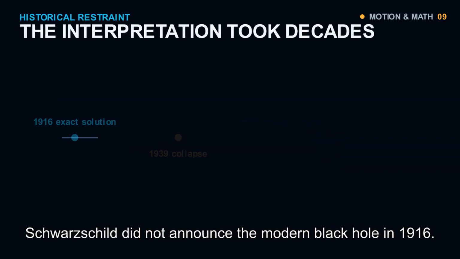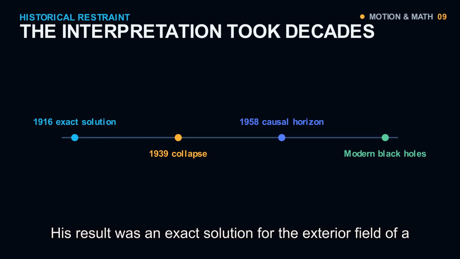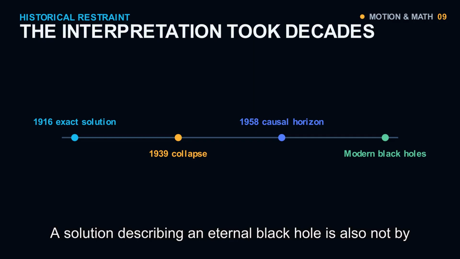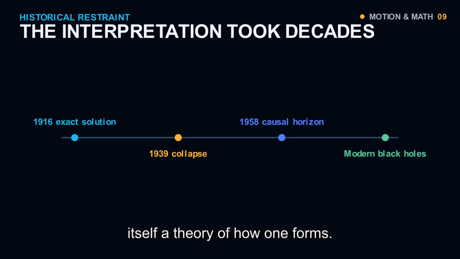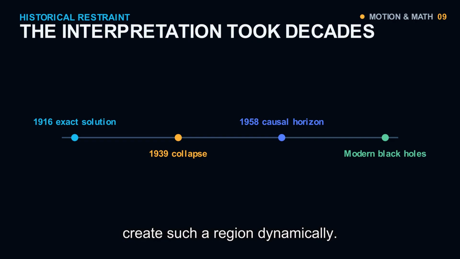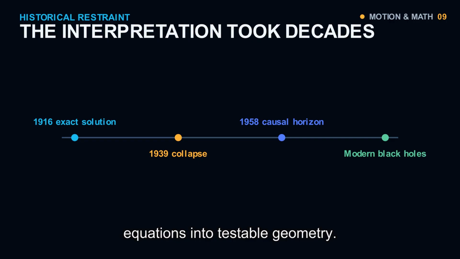Schwarzschild did not announce the modern black hole in 1916. His result was an exact solution for the exterior field of a spherical mass, and its global interpretation developed gradually. A solution describing an eternal black hole is also not by itself a theory of how one forms. Later work on gravitational collapse showed how matter could create such a region dynamically. The solution nevertheless transformed Einstein's general equations into testable geometry.